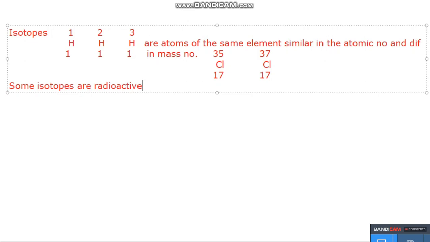Some isotopes are radioactive, and as we all know, radioactivity can be harmful and can be useful. Why are these isotopes radioactive? Because the nucleus is not stable. When the nucleus is not stable, to become stable, it emits rays.